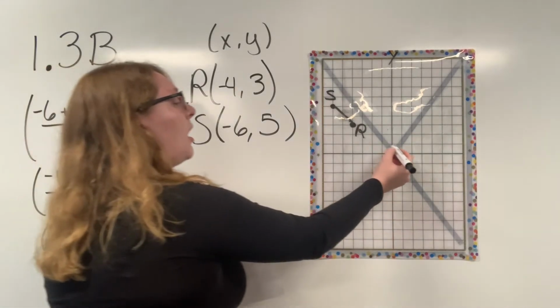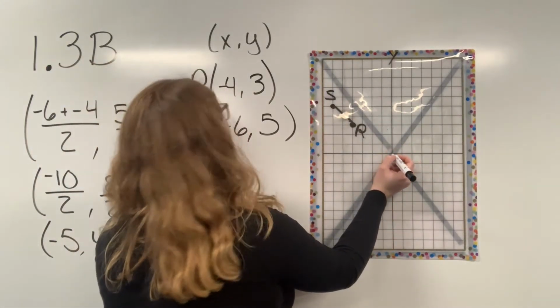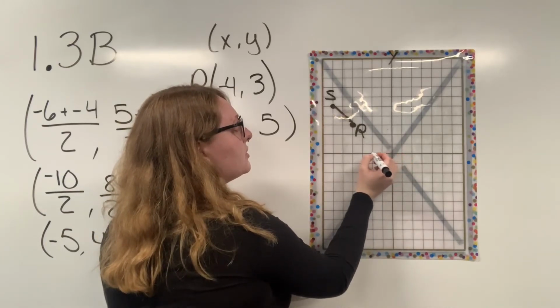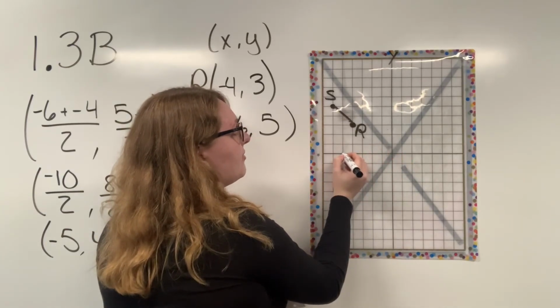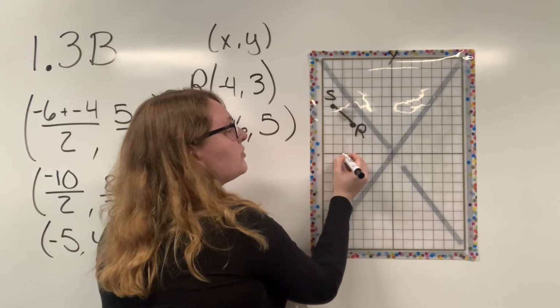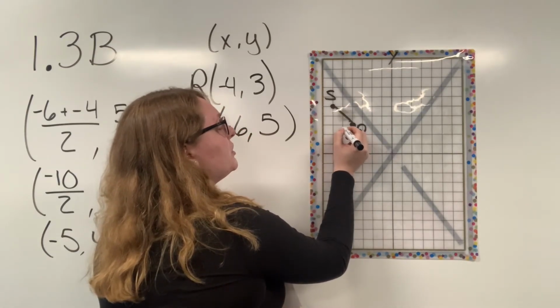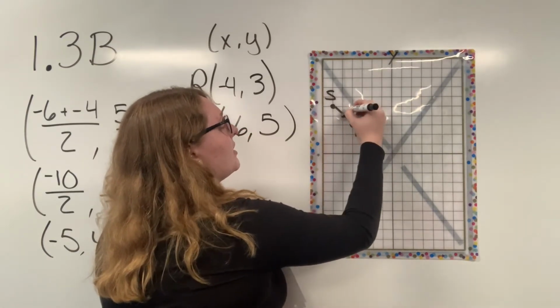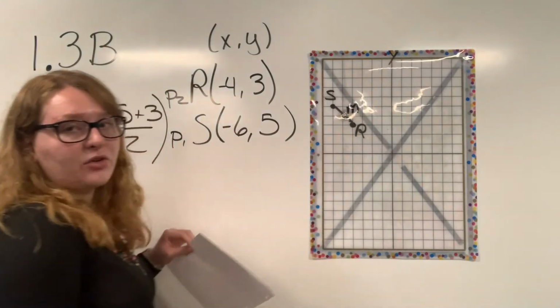So, from our origin, we're going to count left 5: 1, 2, 3, 4, 5. And because the 4 is positive, we're going to count up 4: 1, 2, 3, 4. This is our midpoint, so I will label it with an M.